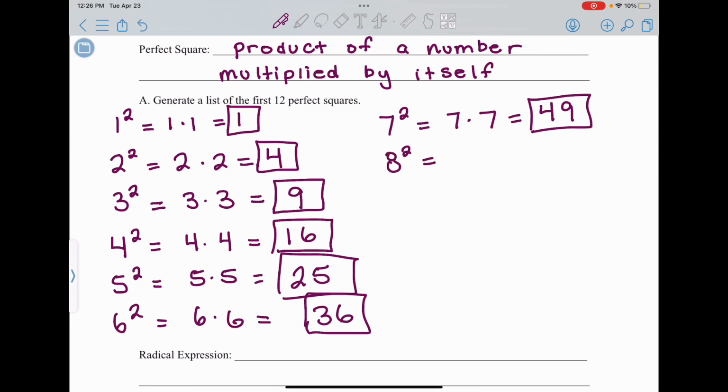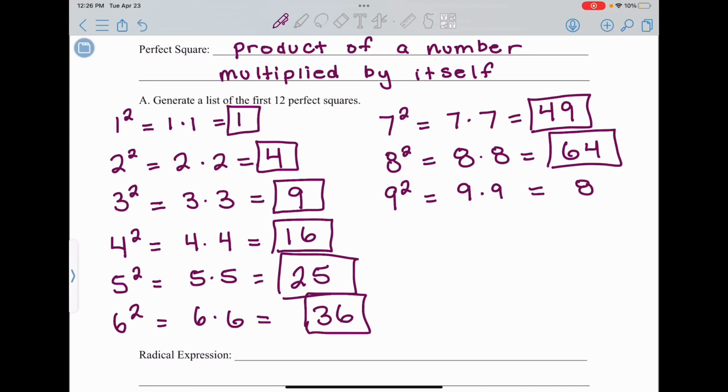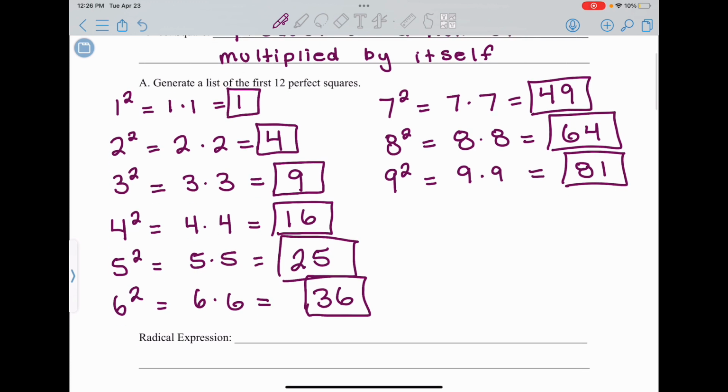Next we have 8 squared. 8 times 8, which is 64. 64 is a perfect square. Next we have 9 squared. 9 times 9 is 81. 81 is a perfect square. We're almost done. 10 squared. 10 times 10 is 100. 100 is a perfect square.